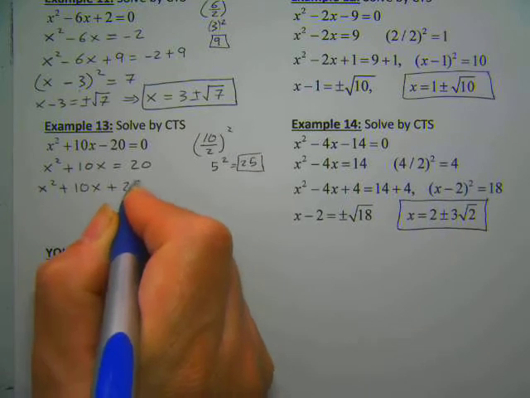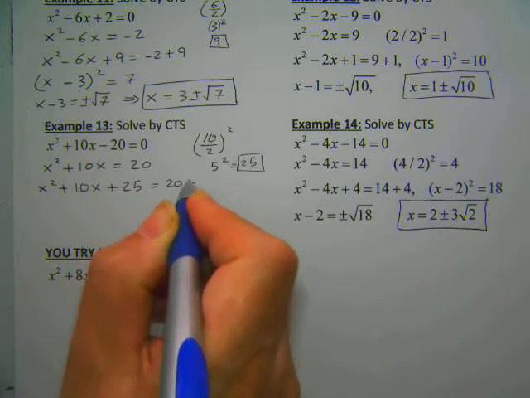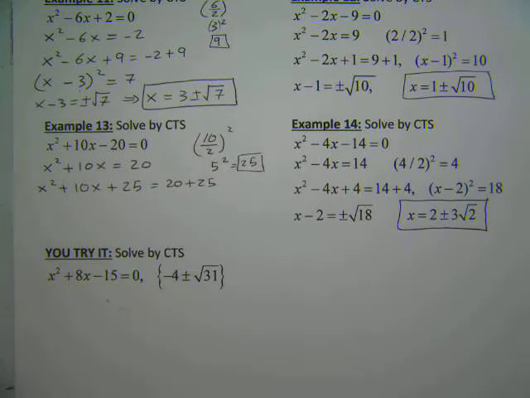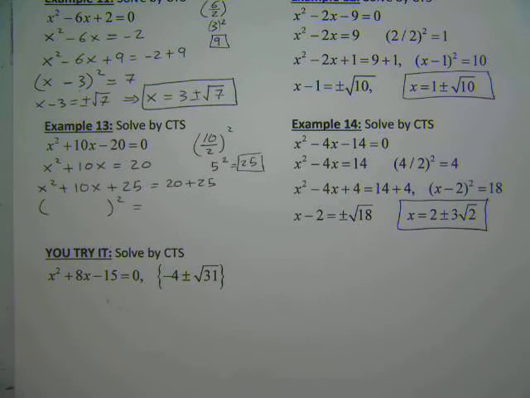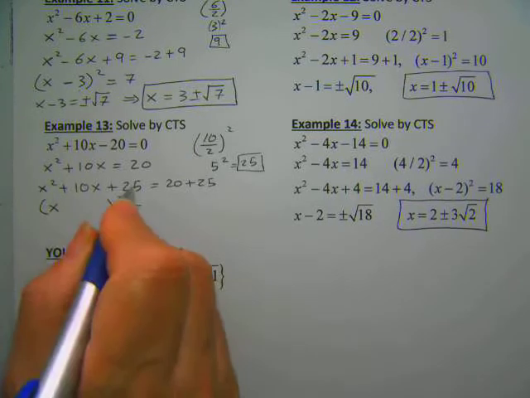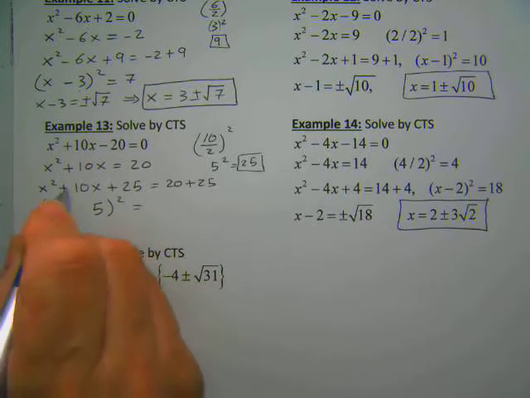Plus 25 equals 20 plus 25. Add it to both sides of the equation. Now again, the left hand side is an automatic complete square. Can you work that with me? Do you remember how we said: the square root of the first, the square root of the last, the sign of the middle.